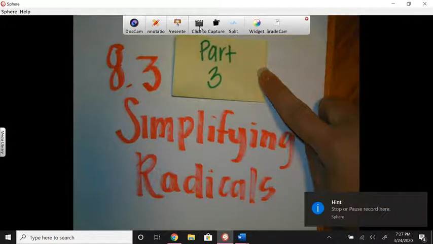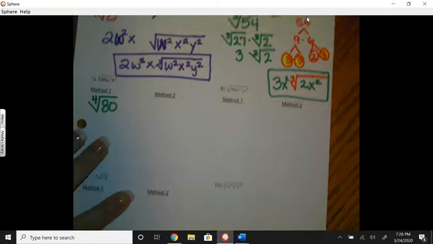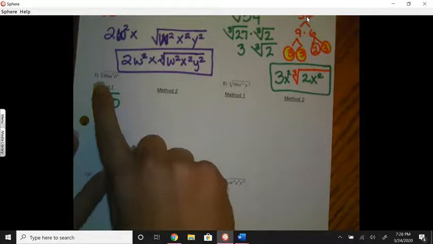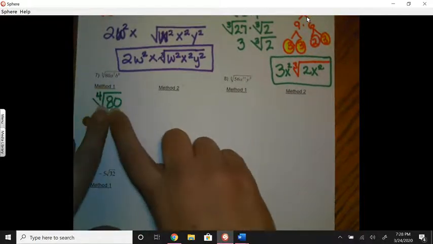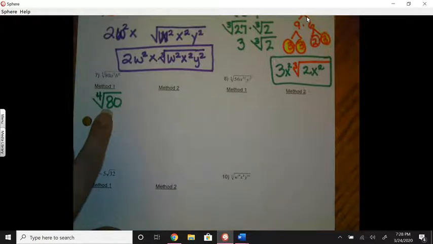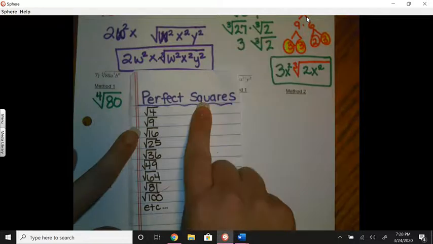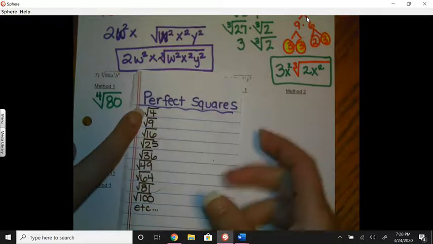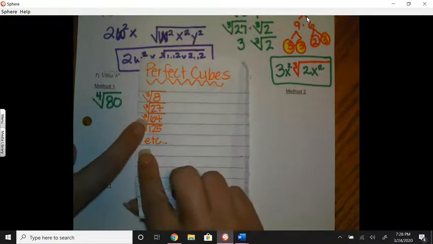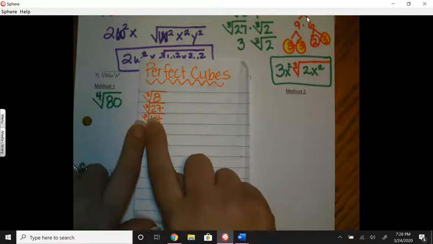This video will continue on simplifying radicals. Okay, so if we take a look at number 7, we have the fourth root of 80. If we're simplifying this, we cannot use the list of perfect squares because the index is 2. We can't use the list that we created in a previous video because that is all cubes.